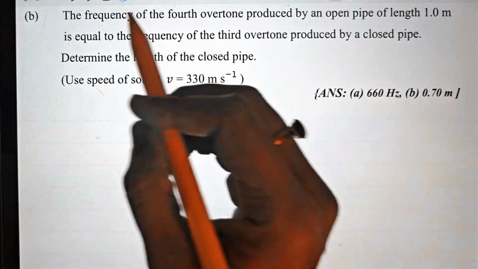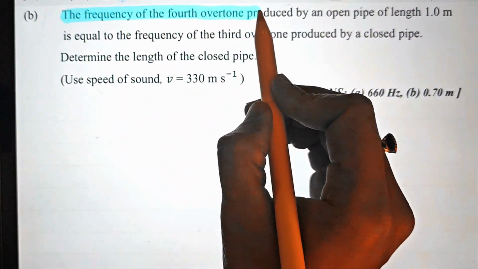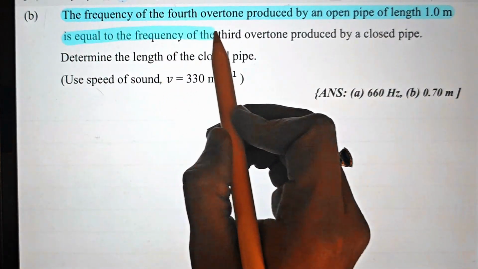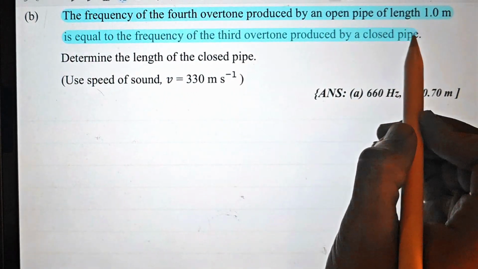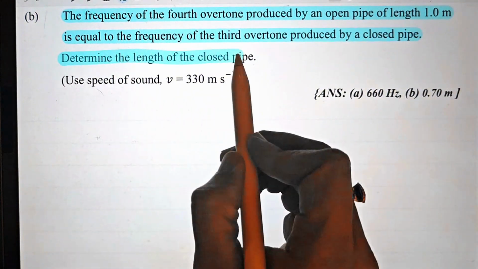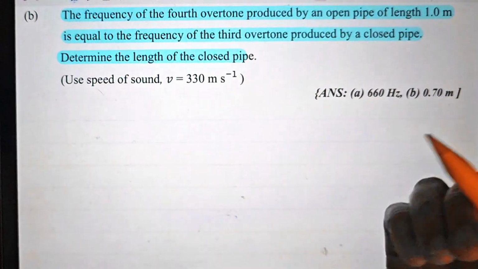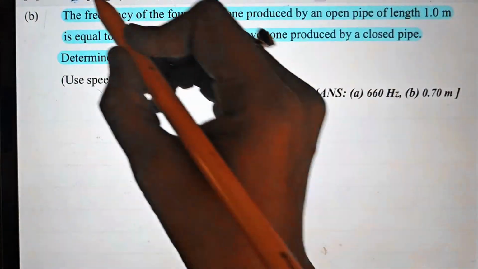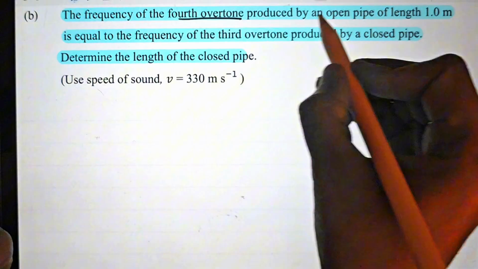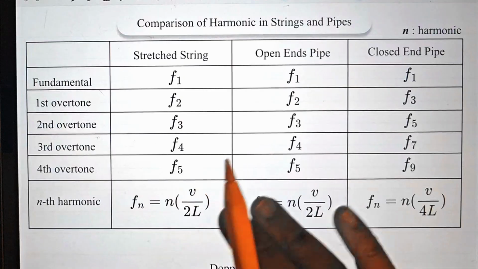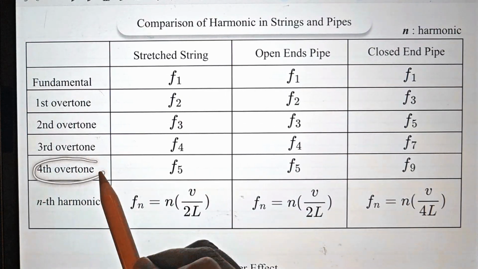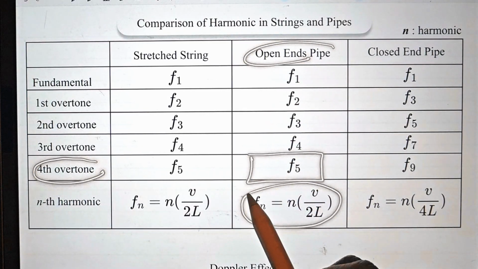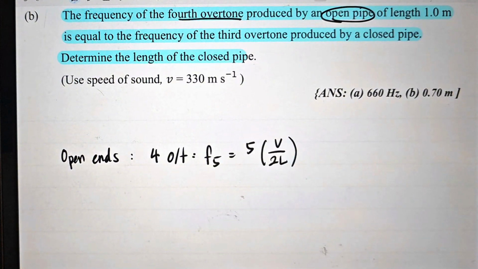Now let's go to question B. The frequency of the fourth overtone produced by an open pipe of length 1 meter is equal to the frequency of the third overtone produced by a closed pipe. Now we have to determine the length of the closed pipe. This is a little bit confusing, but we can refer to our table again. It says the fourth overtone of the open pipe first. Based on this table, the fourth overtone for the open-ended pipe is F5, and the equation is this one. So I wrote it like this.